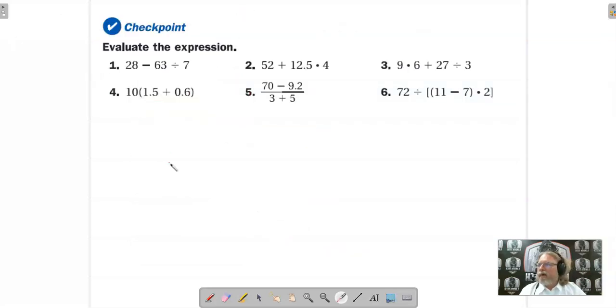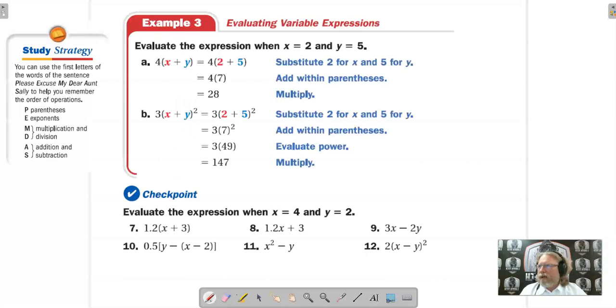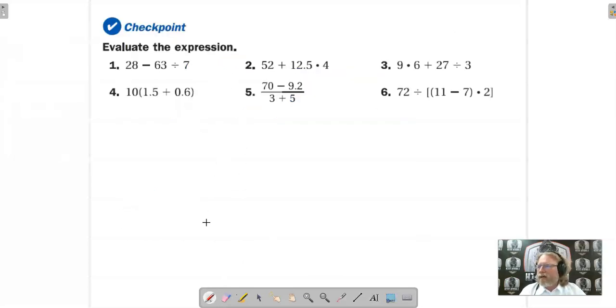All right, so checkpoint. Let's go ahead and do a couple of these. First, notice that there are no exponents in any of these. They haven't really gotten to exponents yet. And I don't think we do. Let me take a peek. Yeah, we do in the next examples. Okay, good deal. I want to make sure we get some exponents in there.